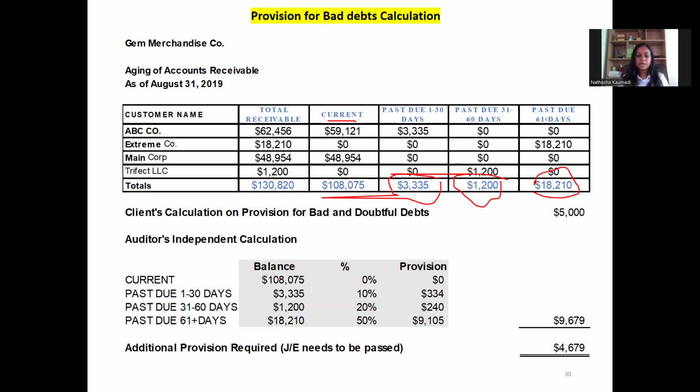Current bucket. You take the current bucket first. What is the current bucket total? 188,000. 108,000, 0%. You are not providing, 0%, and the provision is 0.